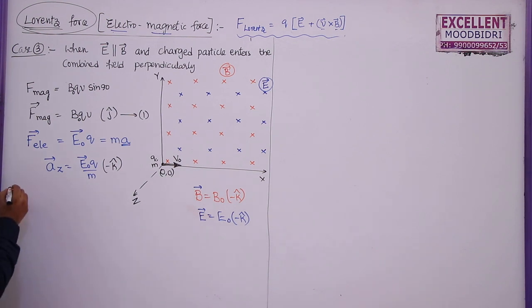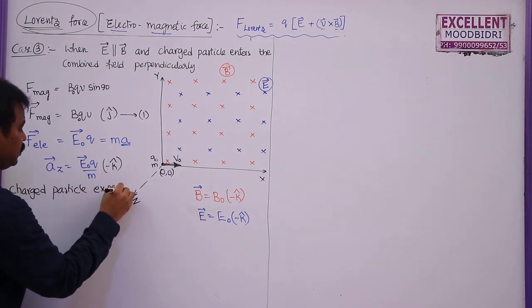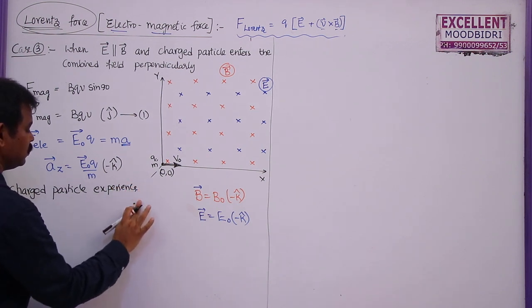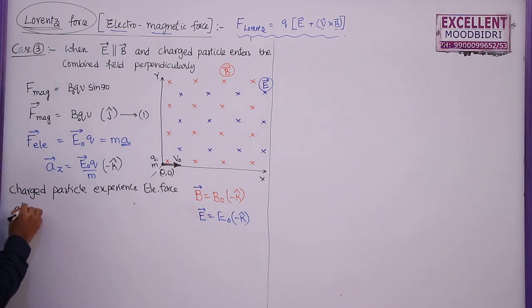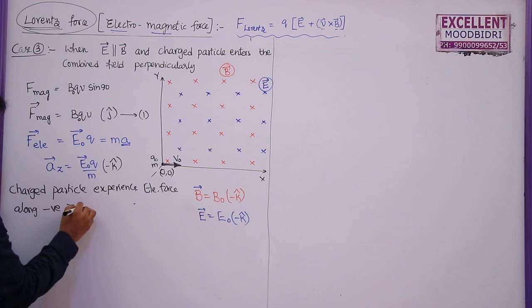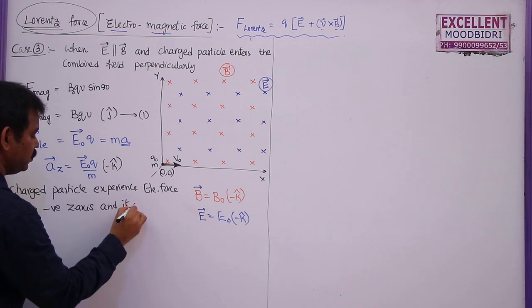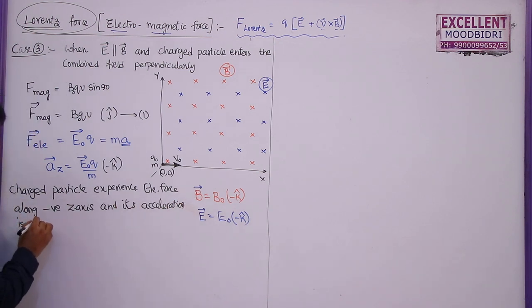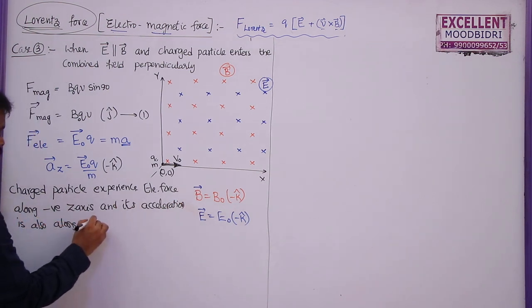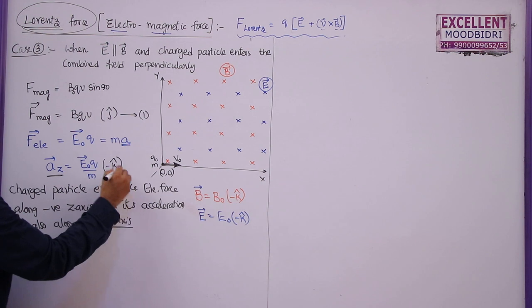So conclusion is: the charged particle experiences electric force along negative z-axis and its acceleration is also along negative z-axis. So this is a z in the direction of minus k.